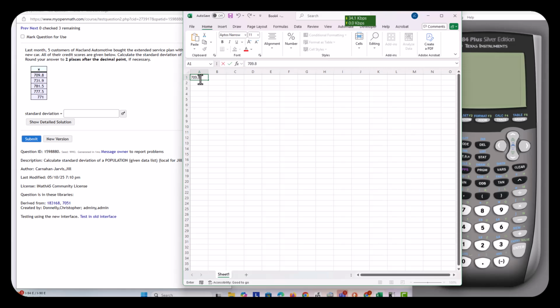709.8, 731.9, 781.5, 777.5, 771. Okay. We'll do both mean and standard deviation, even though it's not asking for the mean. So equals, for mean it's average, equals average. Sorry about that. Okay. And we should put mean here.